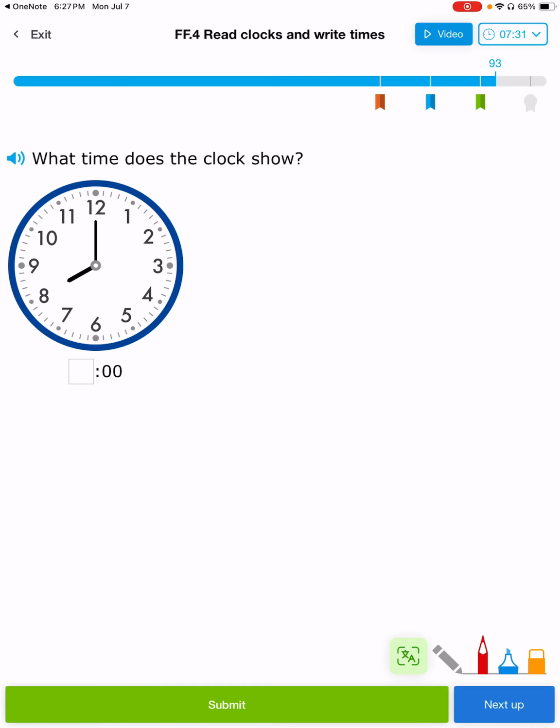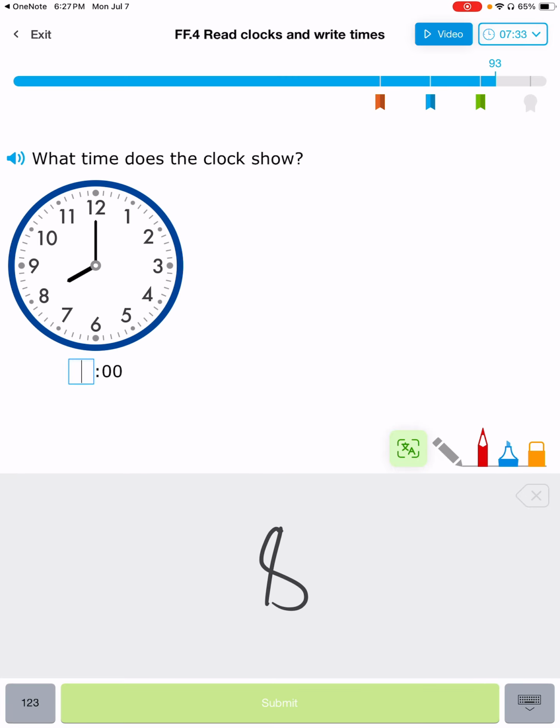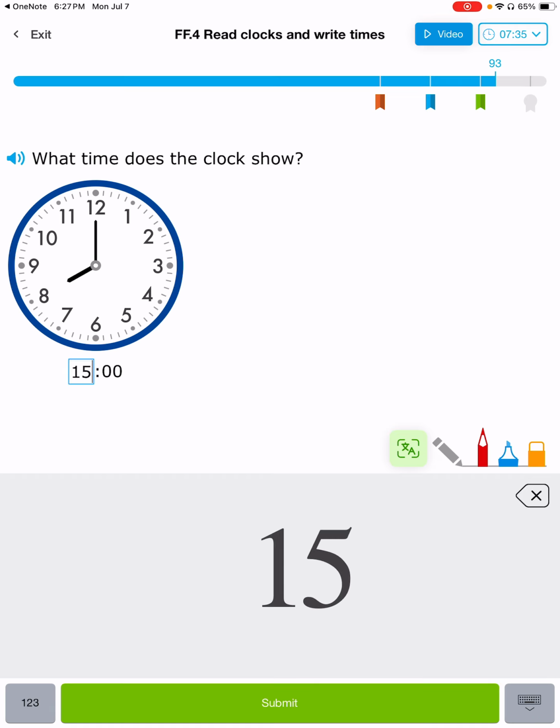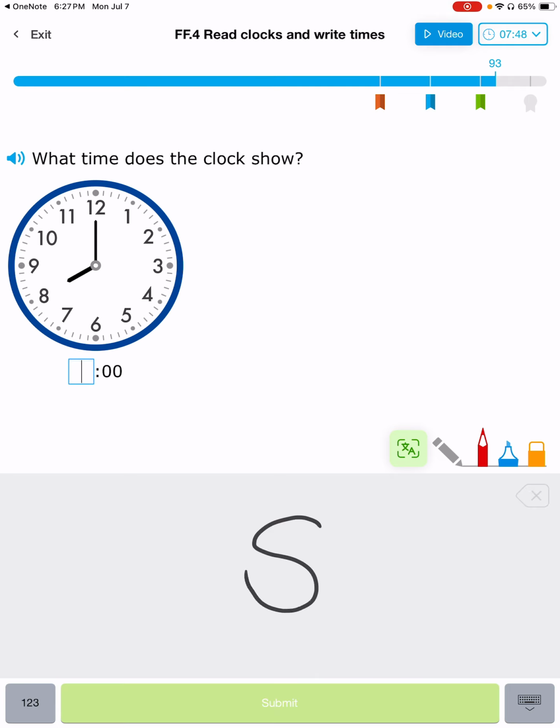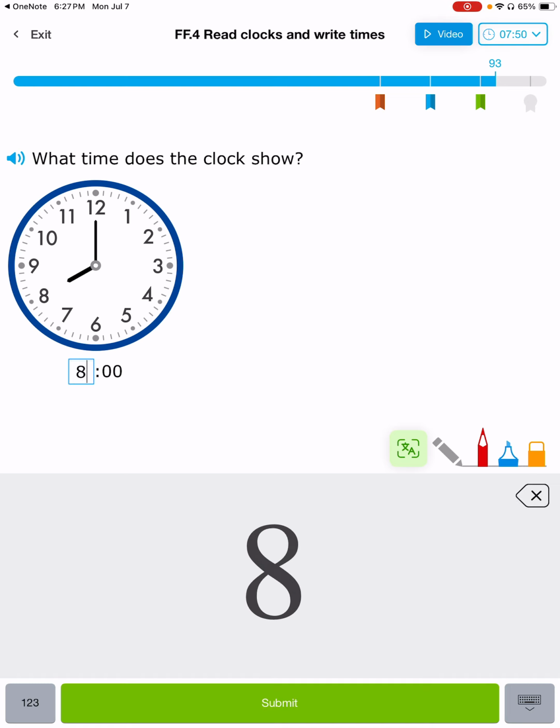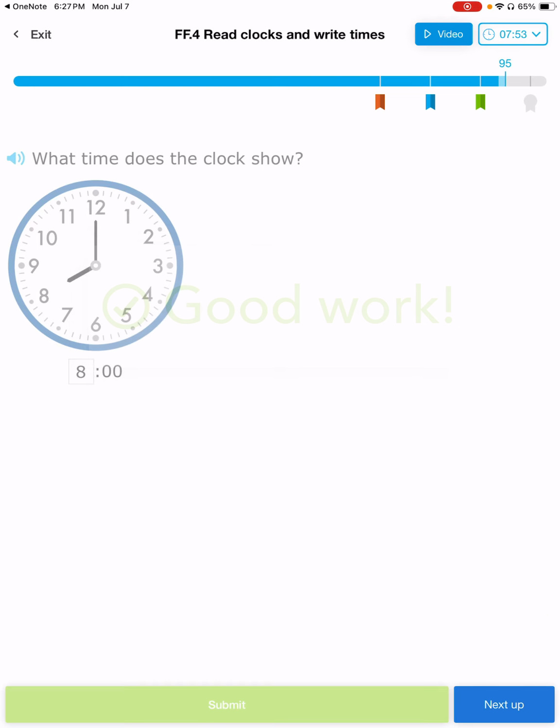It is 8 o'clock. Here is a challenge for you. Another way to say 8 o'clock is 8 on a dot. Oh, what's going on? There we go. 8 o'clock.